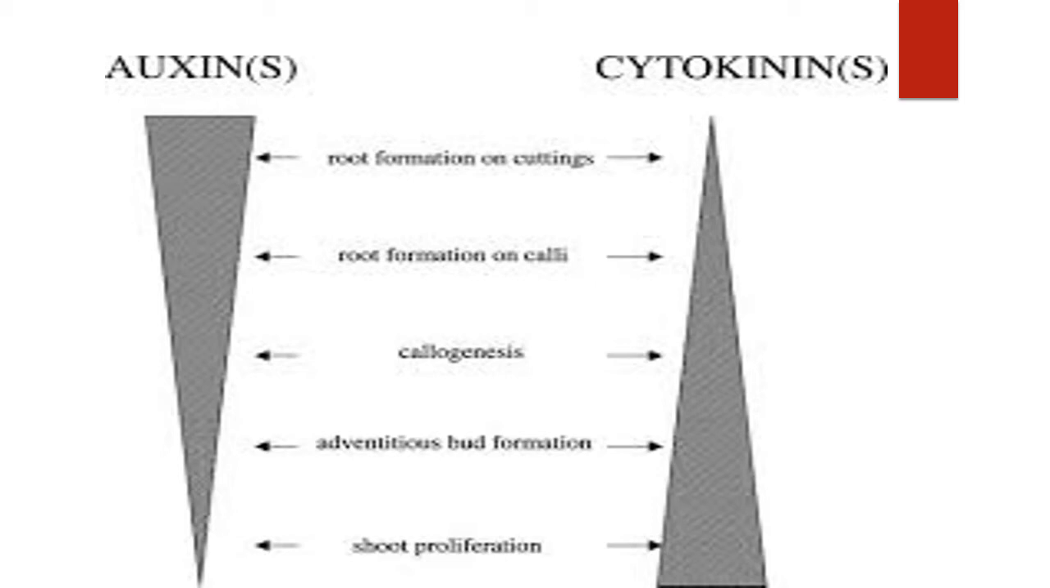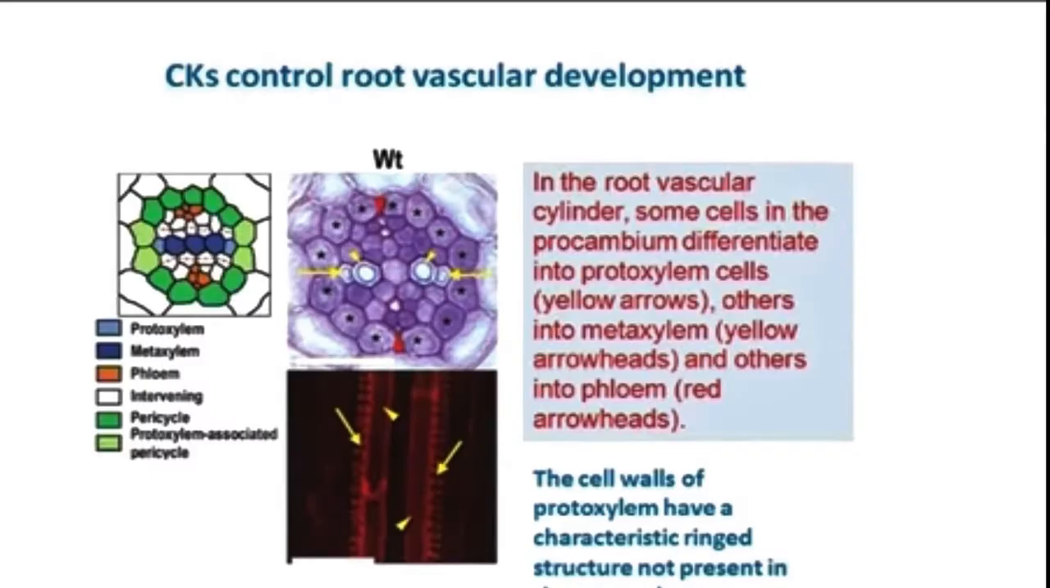And by this, tissue culture can be used to produce large numbers of virtually identical clones, which would be viral free in a very short time. In this slide, we can see that cytokinins control root vascular development. Now, the major site of cytokinin biosynthesis in higher plants is the root, and high cytokinin levels are found in roots, especially the mitotically active root tip, and in the xylem sap of roots from a variety of sources.